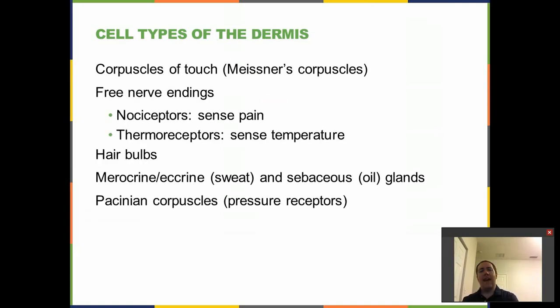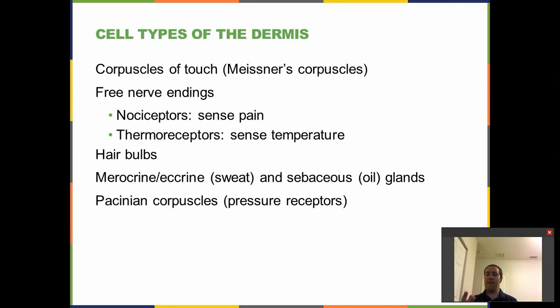We also have Meissner's corpuscles. This is one that you will see in your lab. In the lab, we call it a Meissner's corpuscle, not a corpuscle of touch. A Meissner's corpuscle is for very light touch.